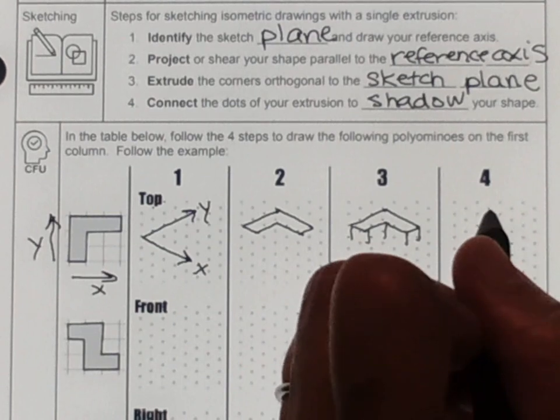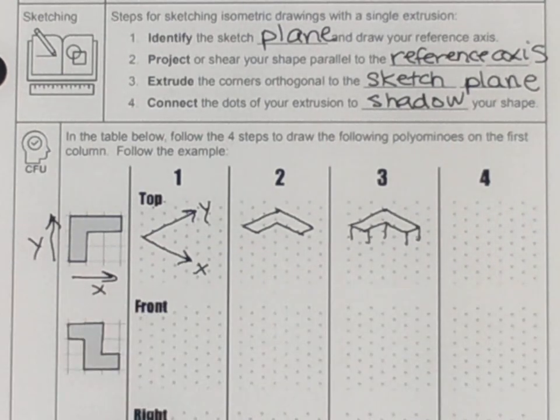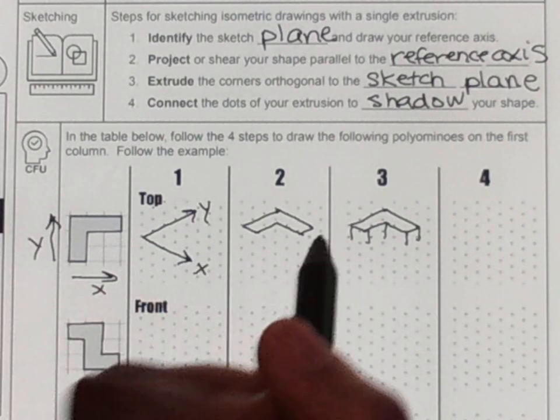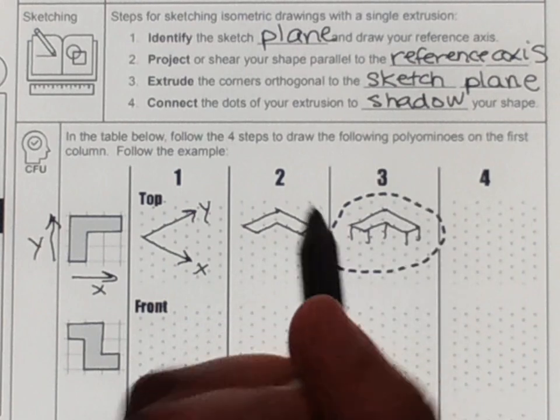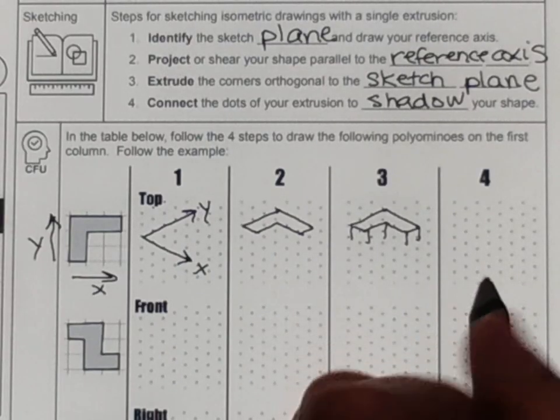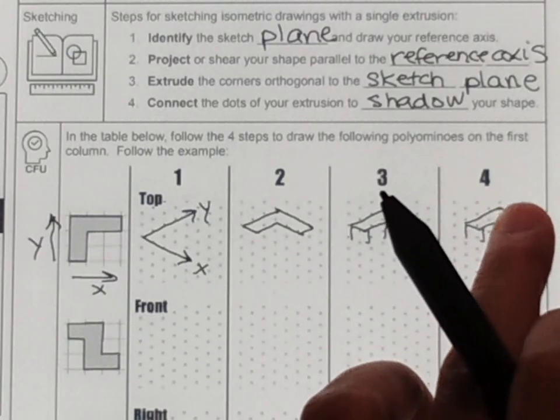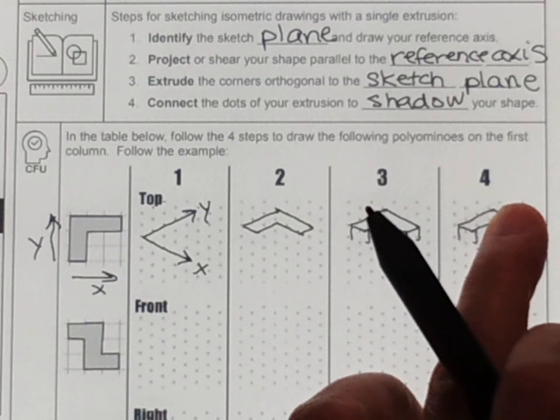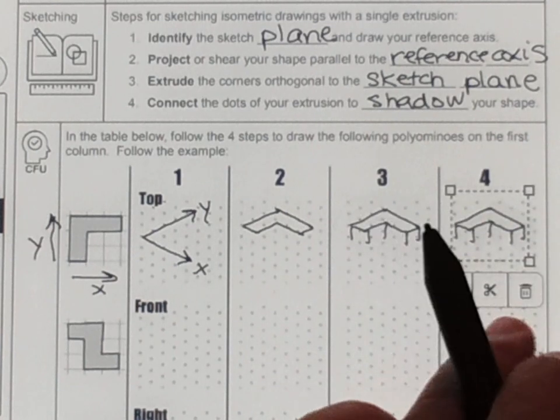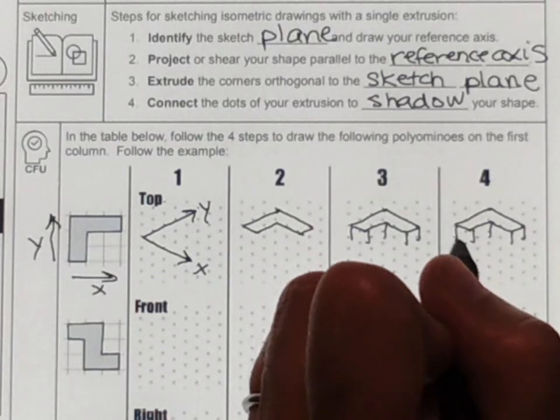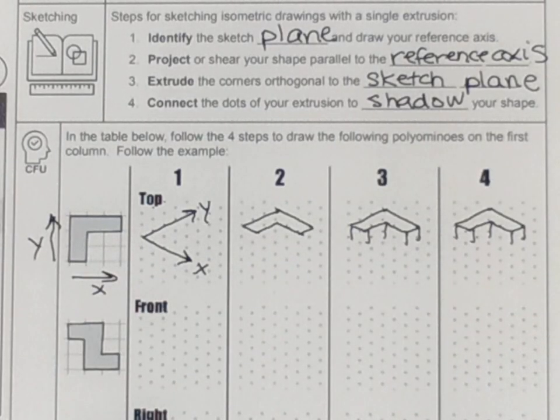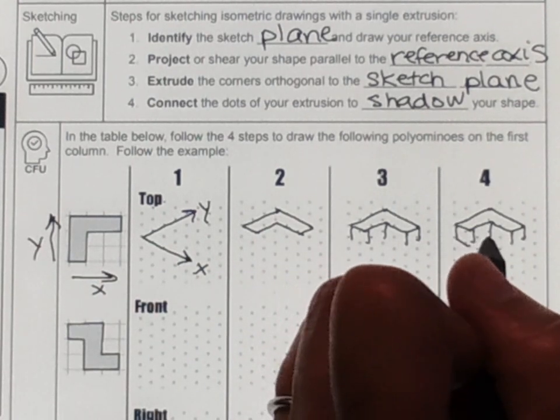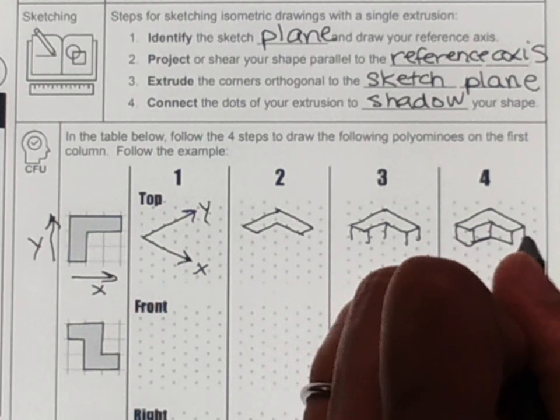And then our last step, I'm going to cheat a little bit. Just going to copy that and paste it. Our last step is just to create that shadow by connecting our extrude lines.